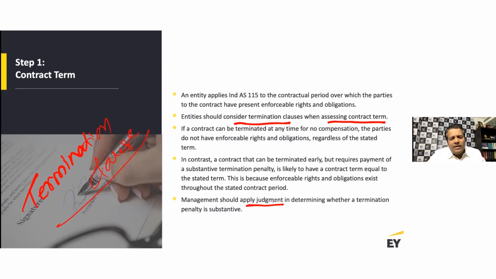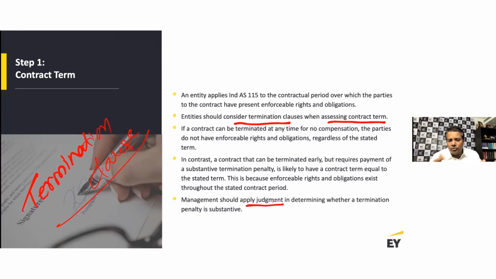Recently I was looking at a situation where the total size of the contract was 500 crores, and the termination penalty was only 2 crores. Now the question is, on a 500 crore contract, if you only have a termination penalty of 2 crores, whether the termination penalty is substantive or not is an area of judgment. In my view, in that particular contract, we took a view that the termination penalty is not substantive, right? It's only 2%, not even a percentage of the contract value. But depending upon the type of the contract, type of the arrangement, you may get to a different answer.